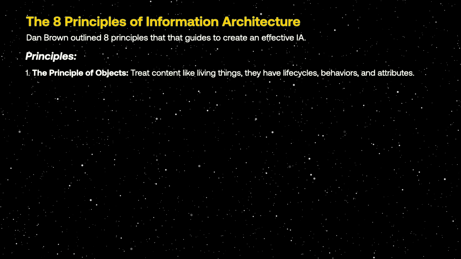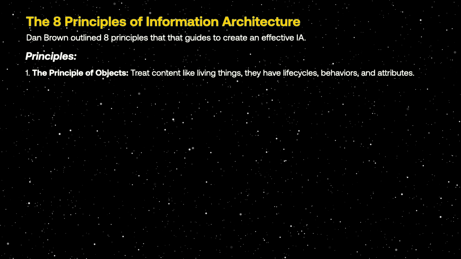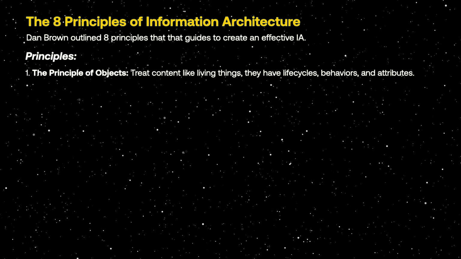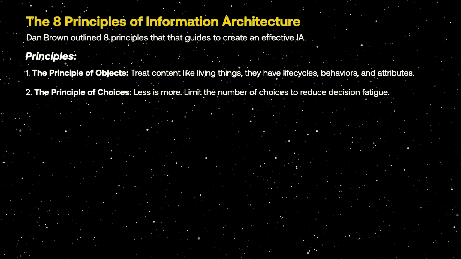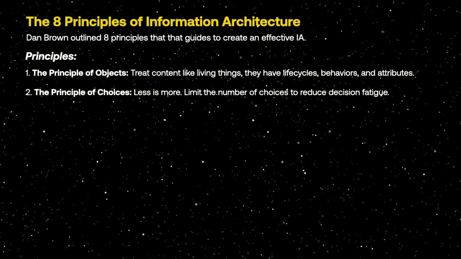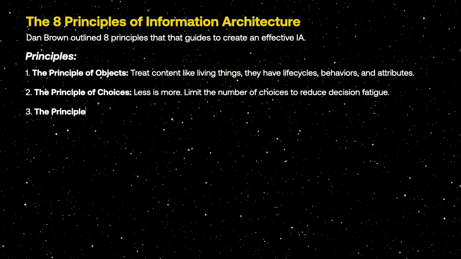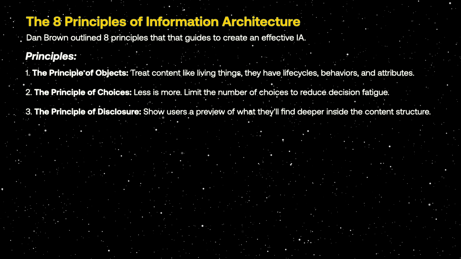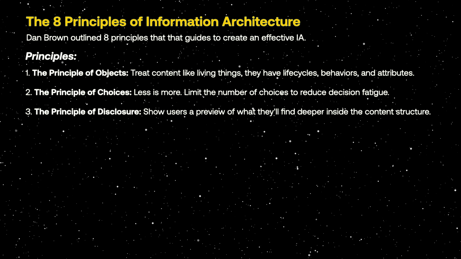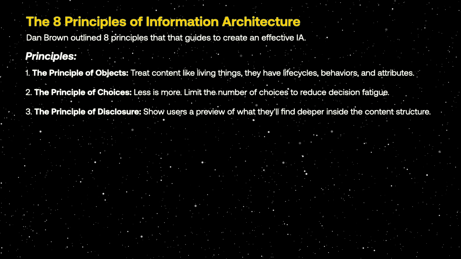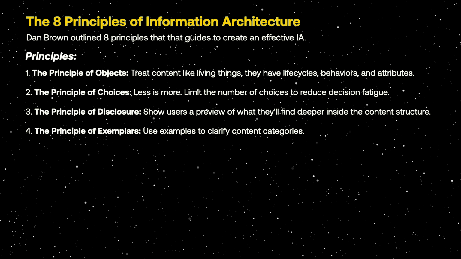The second one is the principle of choice. Less is more. Too many choices will make users decision fatigued, so limit the choices. The third one is the principle of disclosure. Before going deep into the content, users should be given a preview of what's in it. The fourth one is the principle of exemplars. Use examples to clarify the content categories.